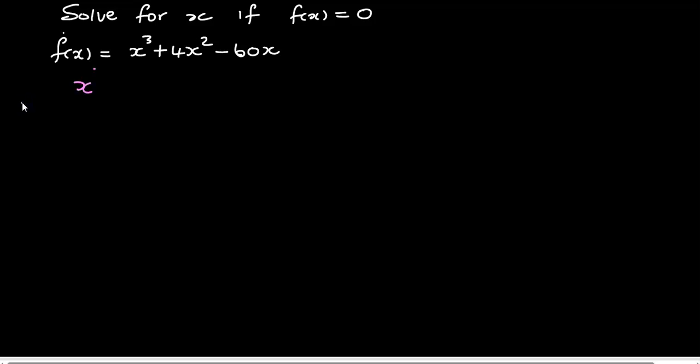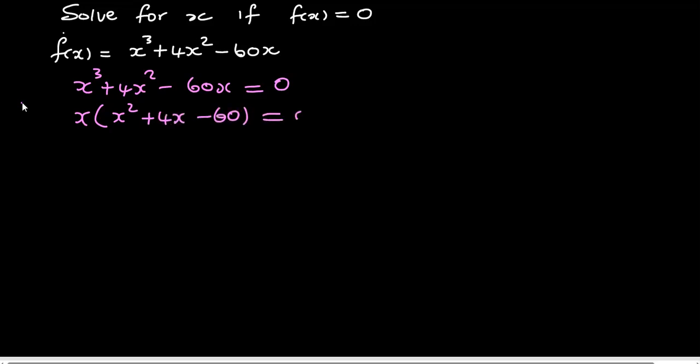You need to take x to the power of 3 plus 4x squared minus 60x. You need to take that and equate it to 0. So now when all the terms have the variable x, you can take x out as a common factor. So we will be left with x squared plus 4x minus 60. Can you see now what we have?